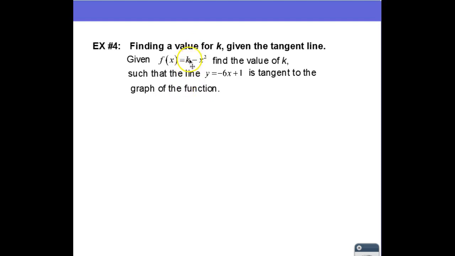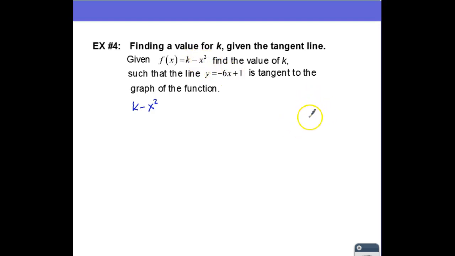And so we can find one value of k that will work so that that line is tangent to the parabola. So what we're going to do is begin with our two functions. So k minus x squared. Notice that if this line is tangent to f of x at some value of k and some value of x, then the x values will be the same.